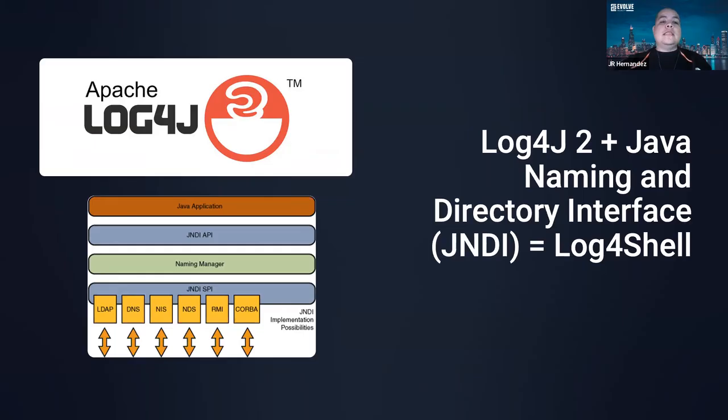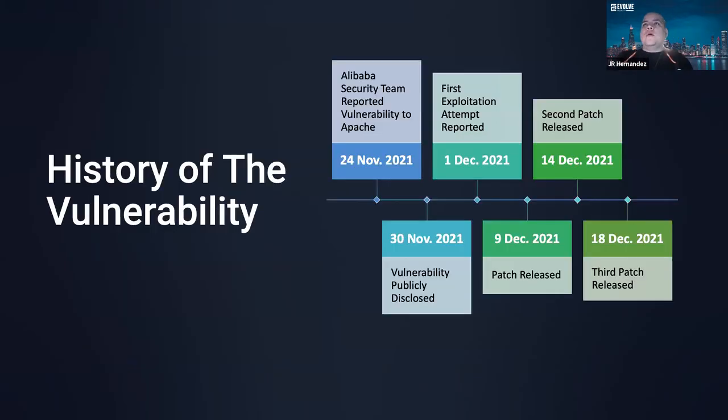So let's go to the history of this vulnerability. This vulnerability got reported on November 24th, 2021 by the Alibaba security team. It got publicly disclosed on the 30th, six days later. Then Cloudflare reported that they started seeing first exploitation attempts on December 1st, like a day later. And then the official patch by Log4j, the maintainers of it, got released on December 9th.